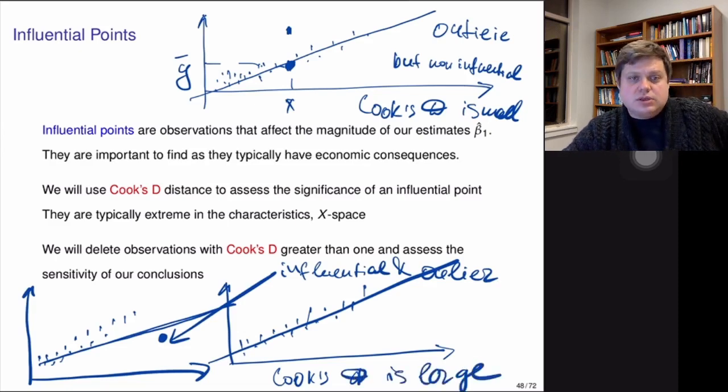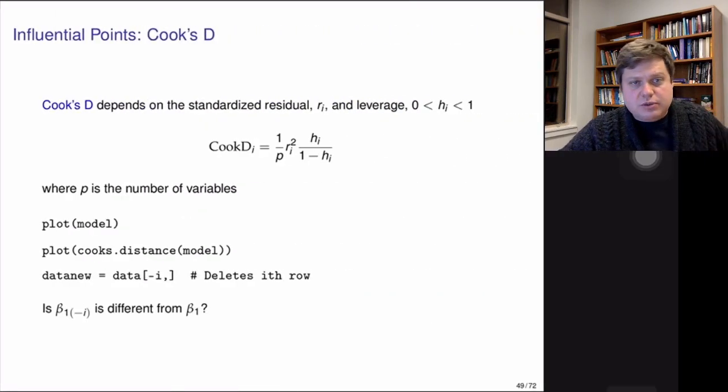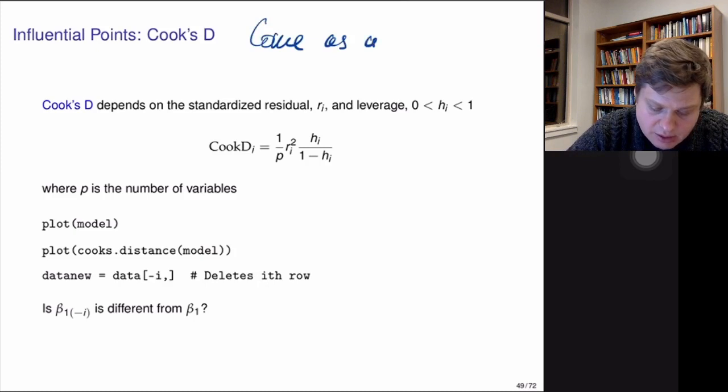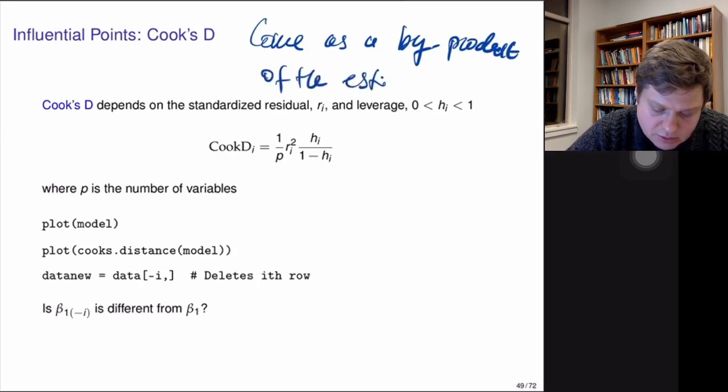So we use this Cook's distance to measure whether a point is influential or not. And the nice thing about the linear model is that those Cook's distances come as a byproduct of the estimation process or algorithm.